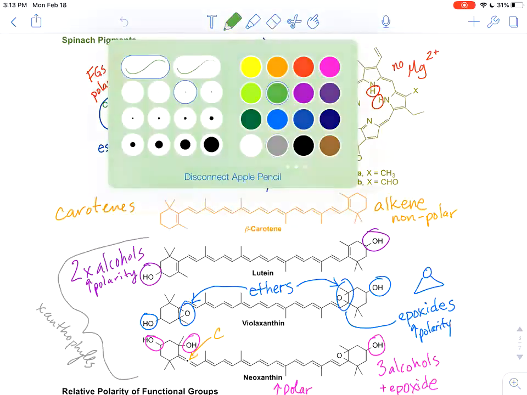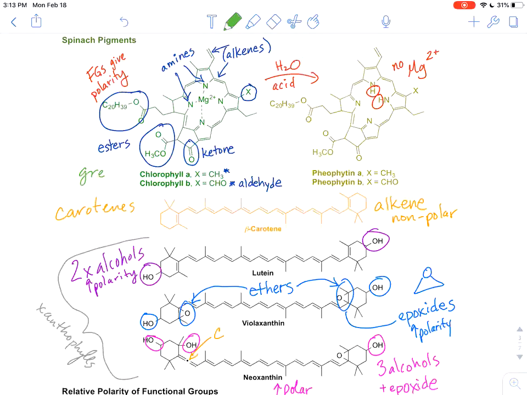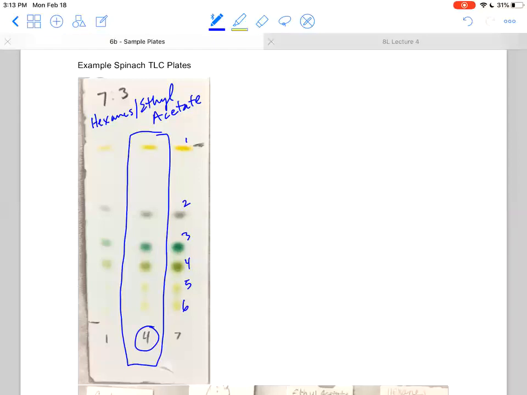So let's just remind ourselves of some things. Here we have the chlorophylls. These are going to be the very, very bright green ones. So let's see if we can find those. All right, here we go. So what I had identified as 3 and 4, I'm just going to get rid of those numbers for simplicity. These two are going to be identified as the chlorophylls because they're green. So those are the two chlorophylls.